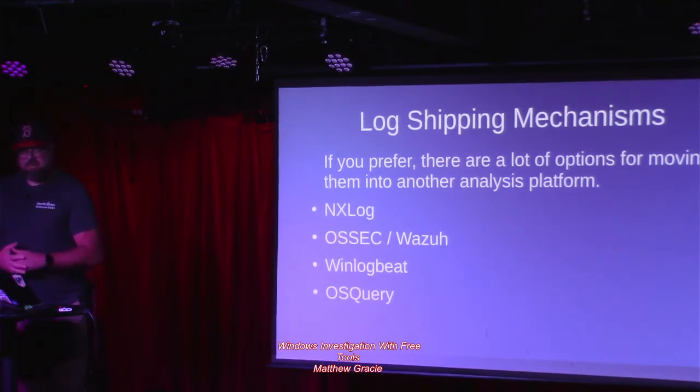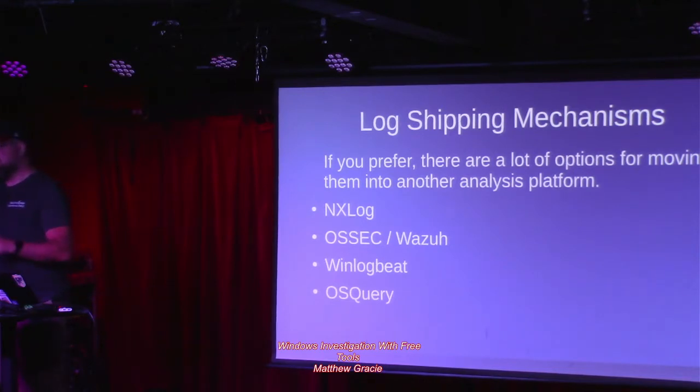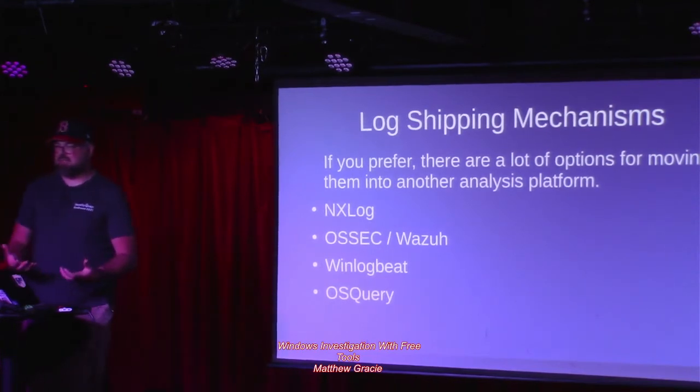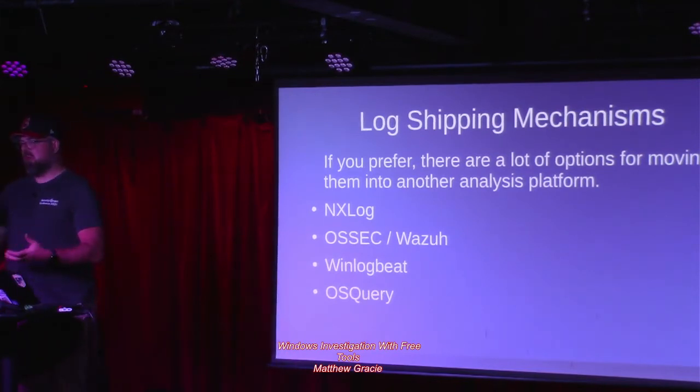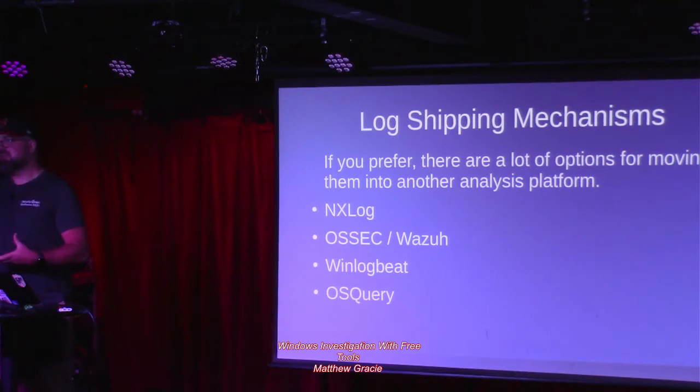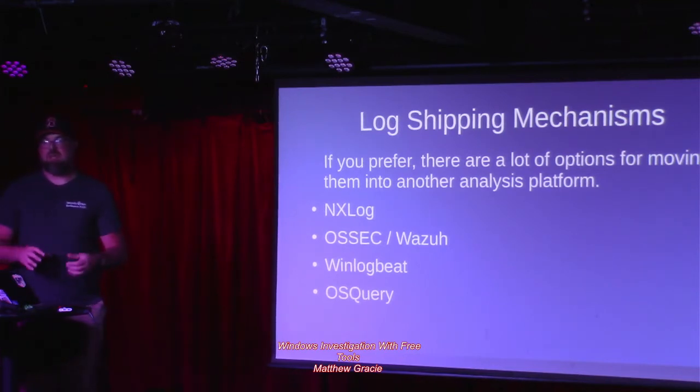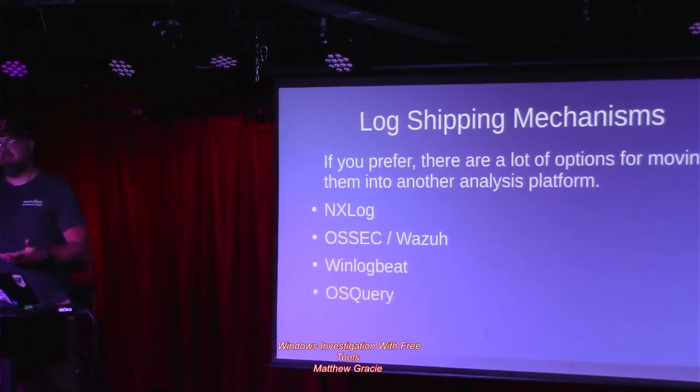Winlogbeat is the one that I'm going to demo later. Elastic, which is what the Security Onion GUI and database stack is built around, they have a bunch of these lightweight log shipping agents called Beats. Winlogbeat is named that because it's specifically for Windows logs. So you can install Winlogbeat on a Windows box, tell it which event logs you're interested in, and it will package them up and send them to a Logstash or an Elasticsearch instance.